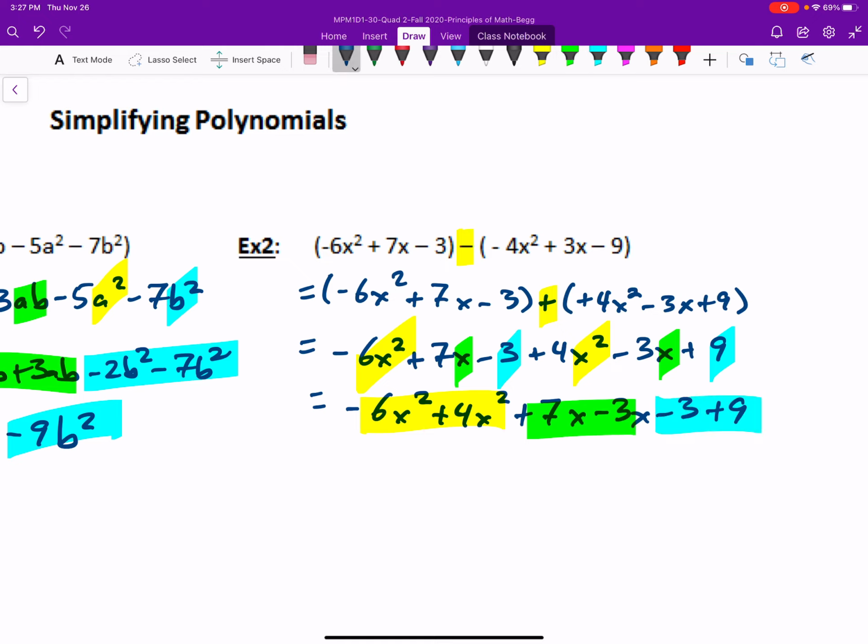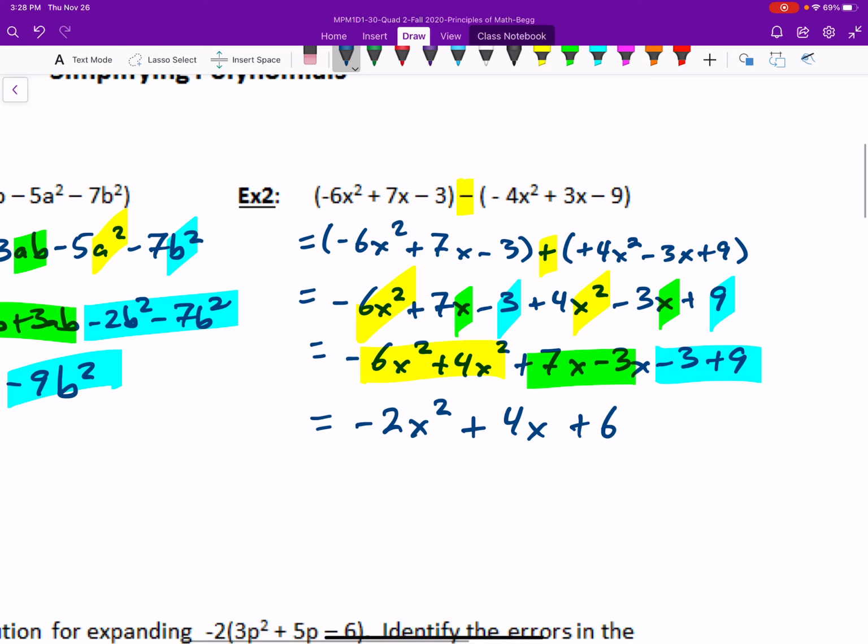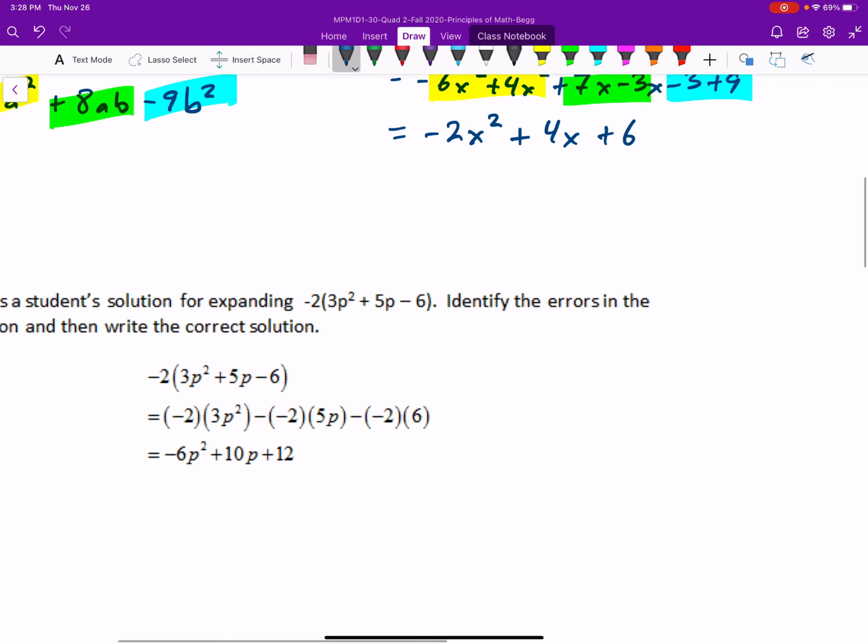And again, I just add the same types of terms together. Negative 6 plus 4 is negative 2, and it just stays as an x squared. 7 minus 3 is 4, and it just stays as an x. Minus 3 plus 9 is 6. And I won't bother highlighting the colors. You should know where they came from, but you'll also notice that they're not like terms. I've got an x squared term, I've got an x term, and I've got a constant term. I can't go any farther. I have to know when to stop.